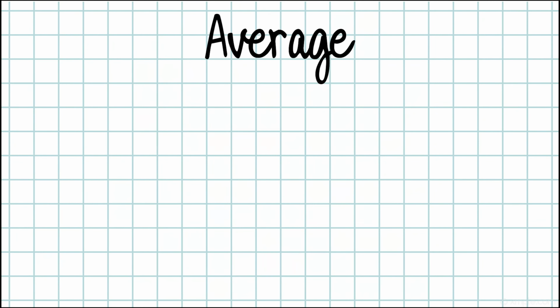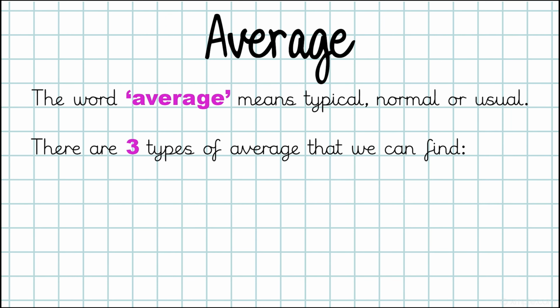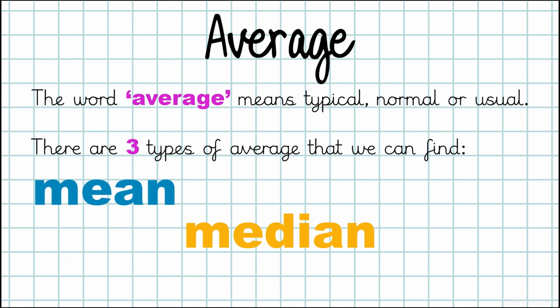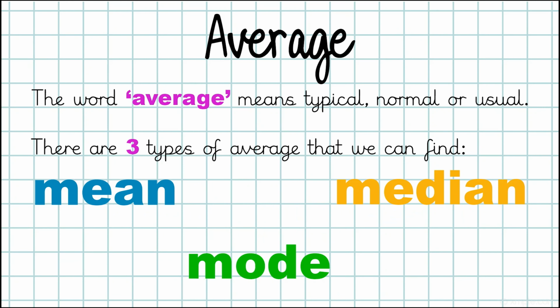In this video, we're going to be exploring the word average, what it means, and we're going to look at different types of averages and how to find them. The word average means typical, normal, or usual, and there are three types of averages that we can find. We've got the mean, we've got the median, and we've got the mode. In primary school, we're only expected to know what the mean is and how to find it, and we explore the median and the mode when we go to secondary school.